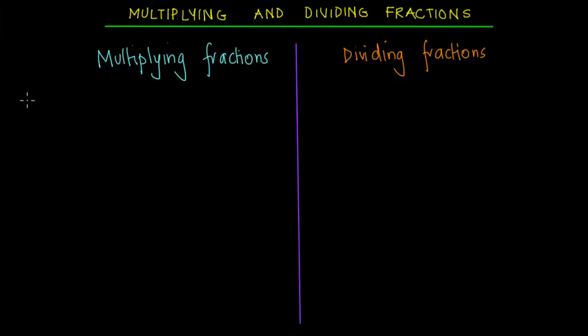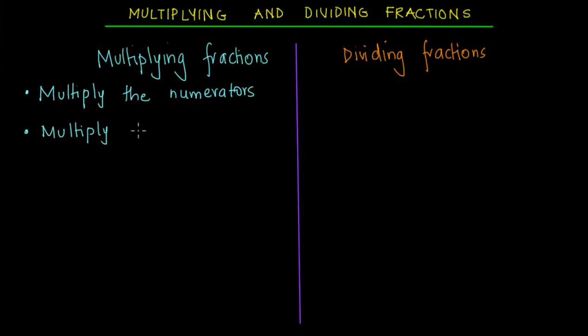When you're multiplying fractions, you multiply the numerators. So let's write that down. Multiply the numerators. And then you multiply the denominators. Multiply the denominators. And it's as simple as that, really. So when you're multiplying fractions, you literally multiply across. Let's see what we should be doing when we are dividing fractions.